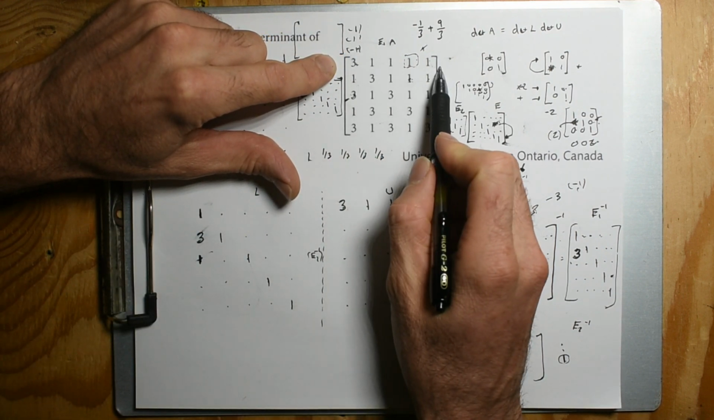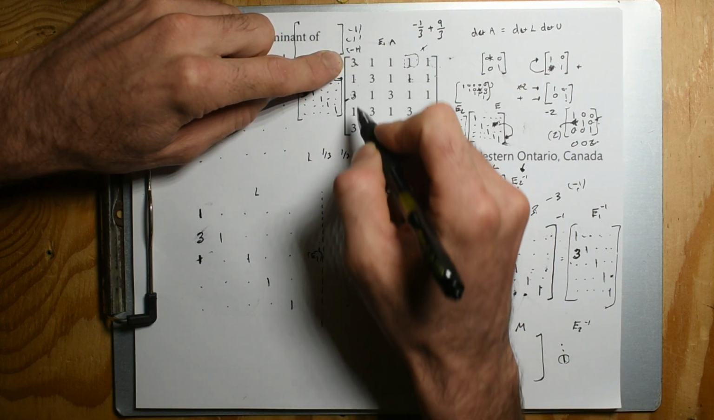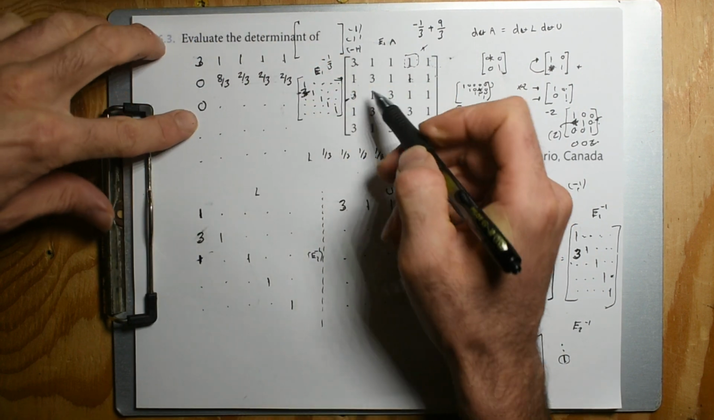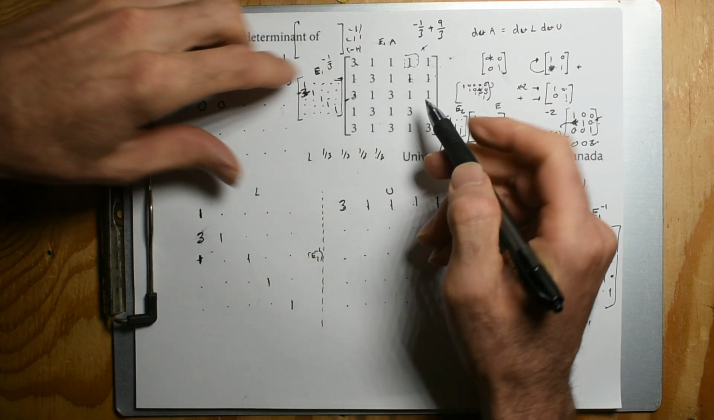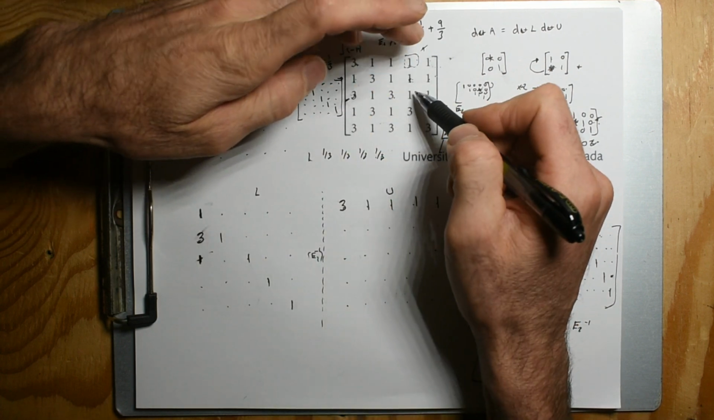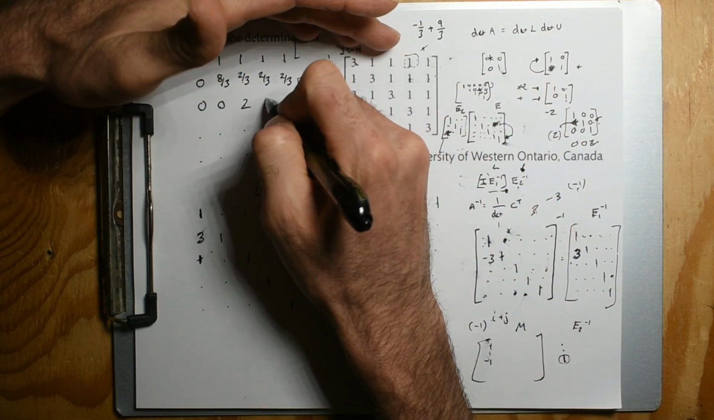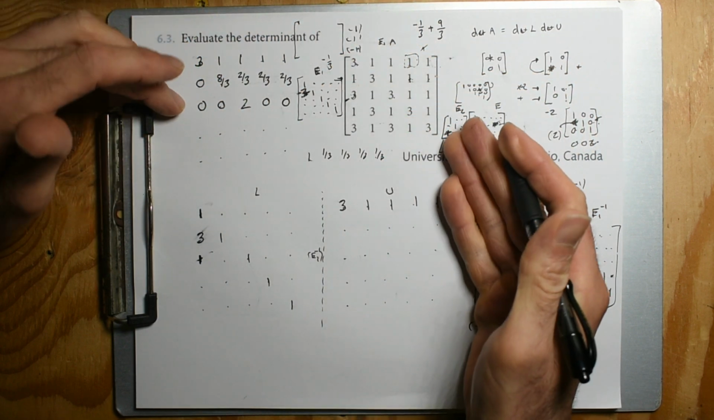This negative 1 gets multiplied all the way through. Negative 3 plus 3 is 0, so we're going to get a 0 there. And then we got negative 1 plus 1 is 0. We have negative 1 plus 3 is 2. We have negative 1 plus 1 is 0. And then we have negative 1 plus 1 is 0. So we're doing pretty good.